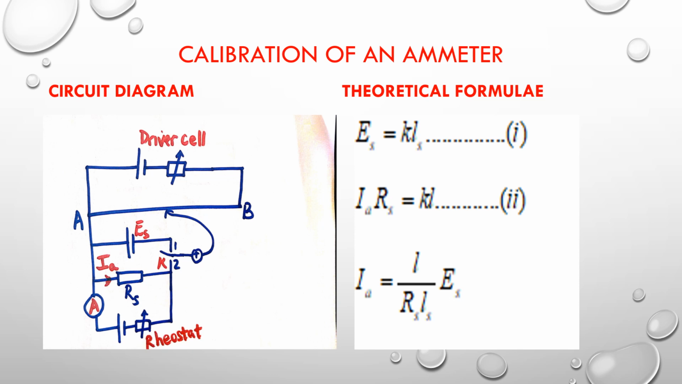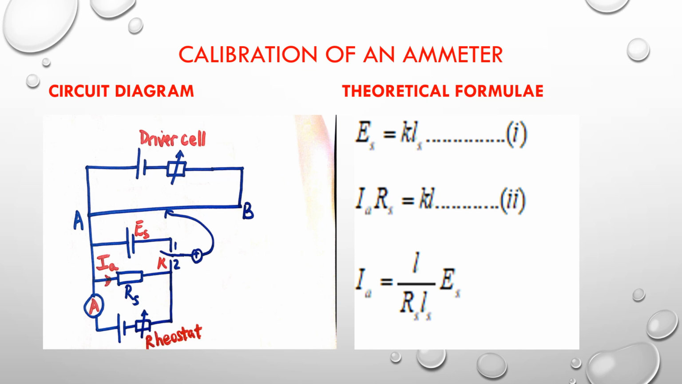So the balance length from point A up to that point when the galvanometer shows no deflection is measured, and that corresponds to the distance represented as LS. So the EMF of the cell is going to be equal to K, the PD per centimeter of the wire, times the balance length. That is equation 1 that you see over there on your right hand side.